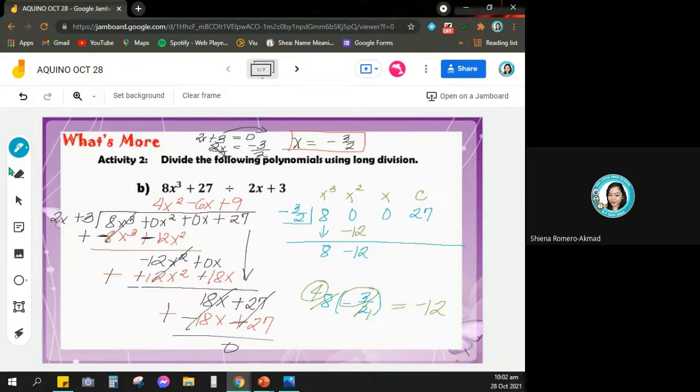Then, sa negative 12, i-multiply natin doon. Ganun ulit, same process.